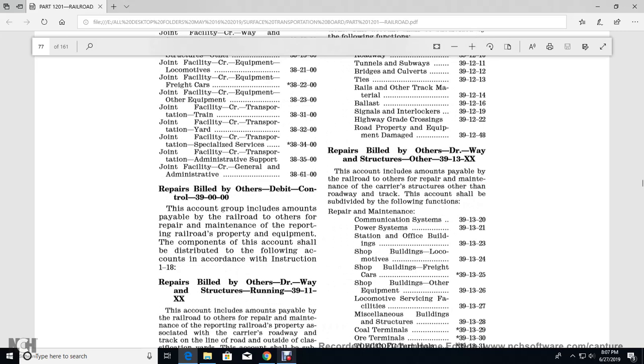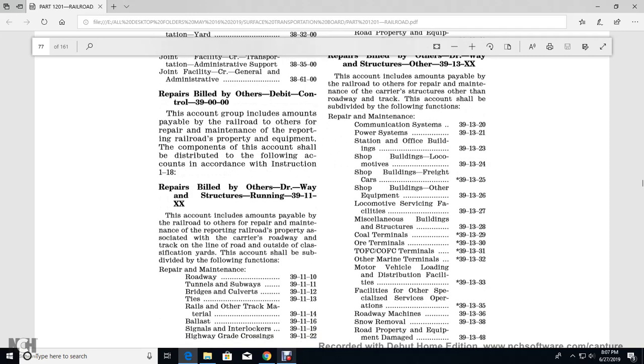Repairs billed other than debits controlled by 390000. The account group includes the amount payable to the railroad, other than repairs made for the reporting railroad's properties and equipment. The components of the account shall be distributed to the following accounts in accordance with instruction 118.